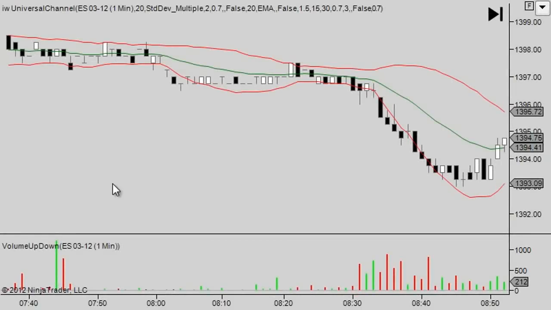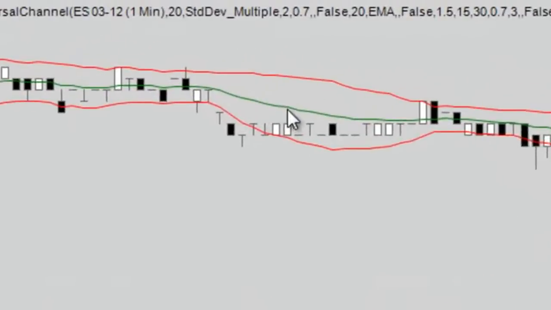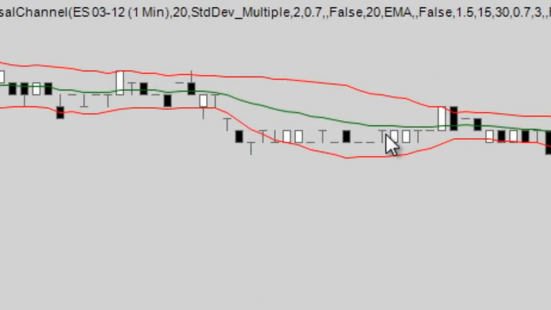Okay, so here we have the Universal Channel Bands indicator. What you're looking at right here, you have this green line. This is your midline. This is some moving average type with some period associated with it. In this particular case, I think this is a 20-period exponential moving average, as you can see here. Now, above and below it, we have the upper band and the lower band.